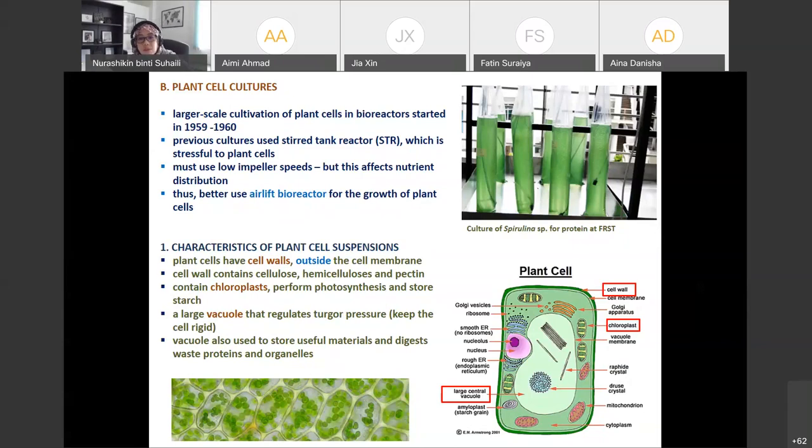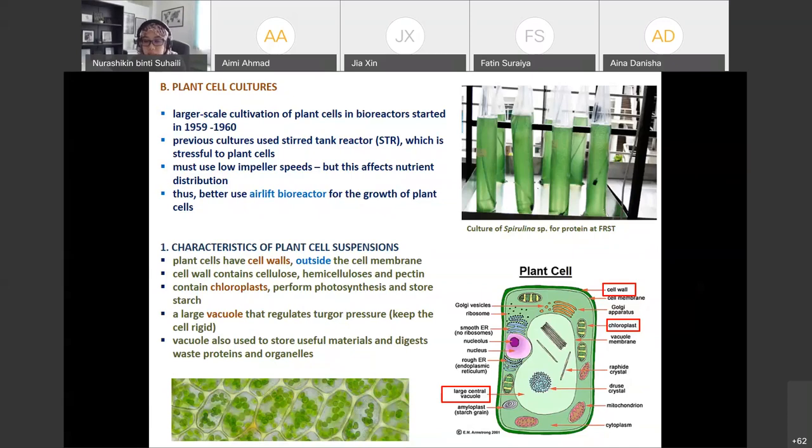Previously, people used the stirred tank reactor. When I say stirred tank reactor, you have to imagine that there is something that stirs inside, the impellers and all this stuff. It's a type of reactor. It's not the only reactor, but it's a type of reactor. So in the early years of research and development in plant biotech, researchers used stirred tank reactors because maybe they didn't have ideas yet about what is the best way to grow the plant cells.